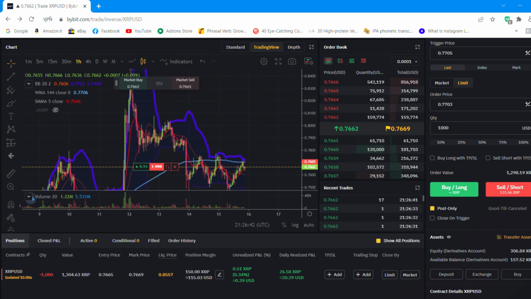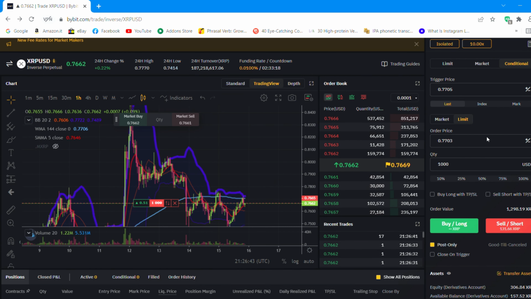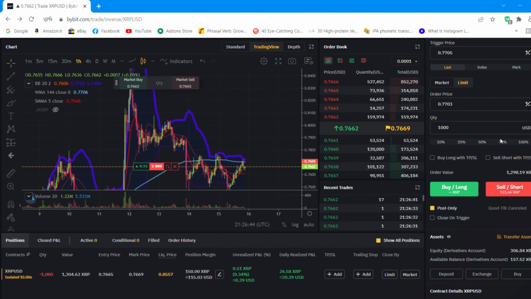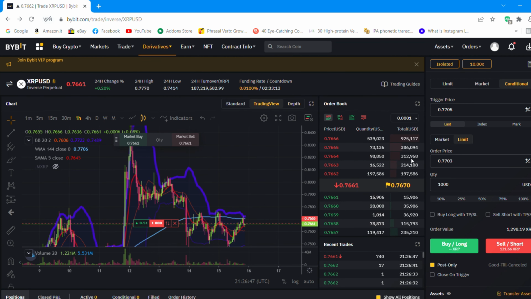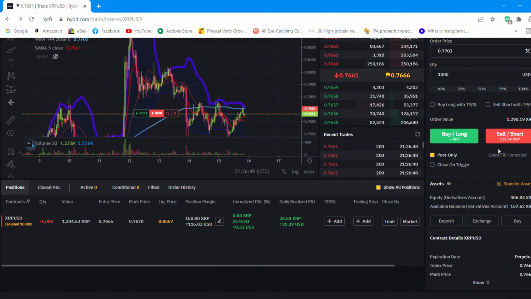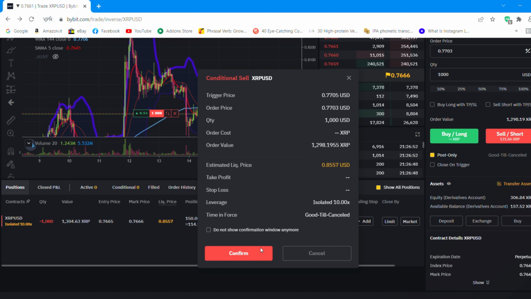So let's say here, very good. You know what? I'm actually going to set this as conditional because it will also serve as DCA. So if I click sell short, confirm, again, see, do not show confirmation window anymore. Don't ever click that. That's my advice to you. Don't ever click that because you want this window to show you what you're doing.